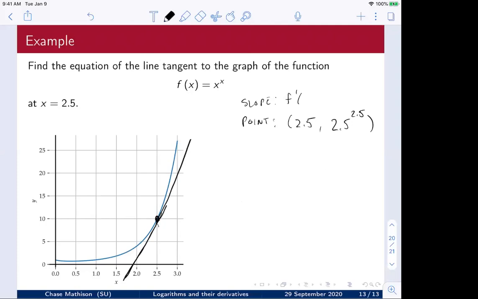So 2.5 to the 2.5. If I calculate that really quick, leaving it as 2.5 to the 2.5 on an exam is fine, by the way. Oh, thank you. We get about 9.88. So we're going to say for simplicity that this point is 2.5, 9.88.